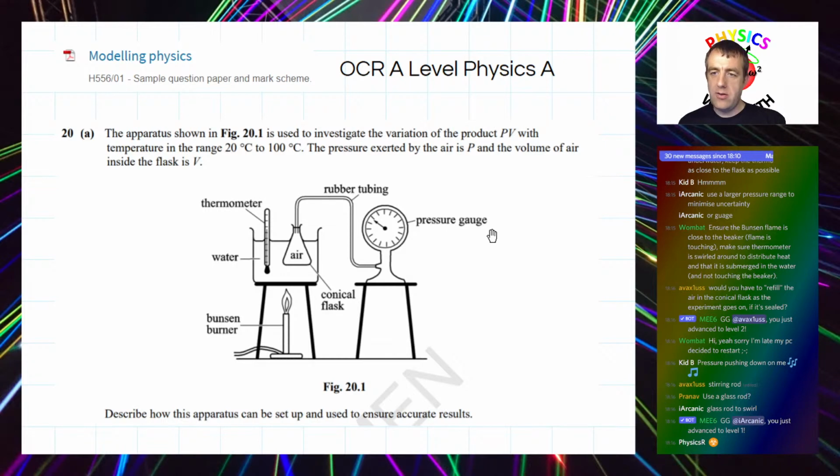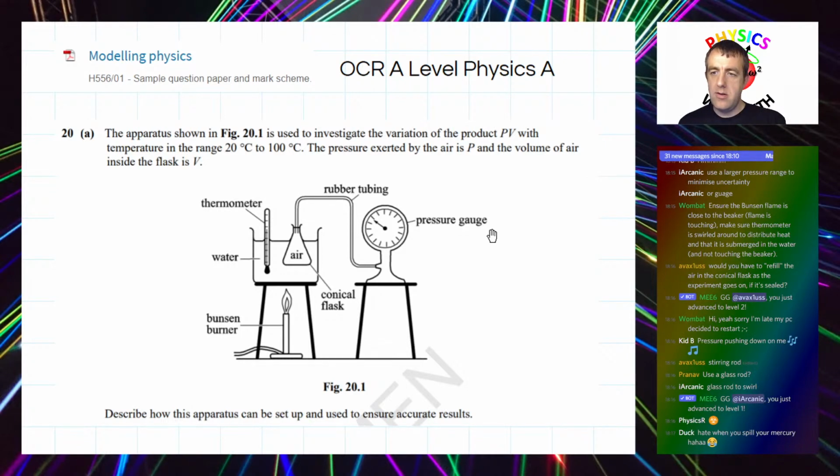What else? Oh, it's a mess, isn't it? So this is quite an important one. You don't actually want to heat it up too quickly because the temperature of the air will not be the same as the temperature of the water as you heat it up. You have to wait for the air and the water to reach equilibrium, thermal equilibrium. The slower you heat it, the closer the temperature of the air and the water will be.